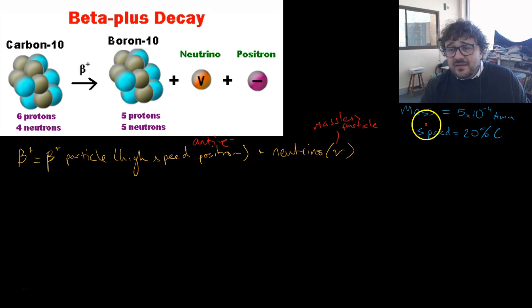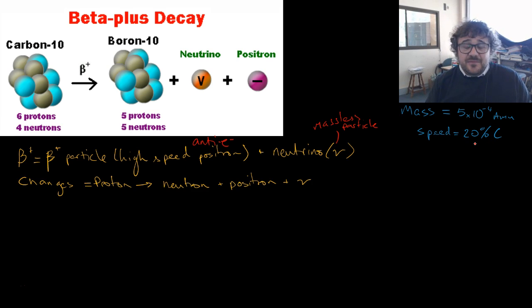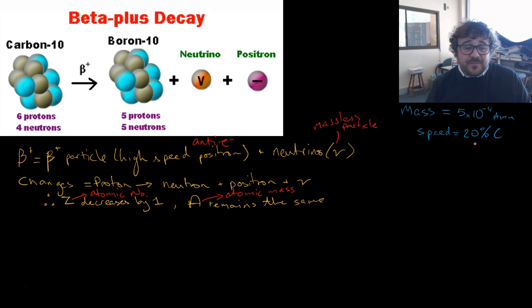Now, the mass of the beta positive particle is 5 times 10 to the minus 4 atomic mass units, and its speed is 20% the speed of light. So what is the change? Basically, you have a proton converting to a neutron, a positron, and a neutrino. So the Z, or the atomic number, will decrease by 1. The atomic mass will stay the same. It does not change, and that's because the protons change to neutrons.